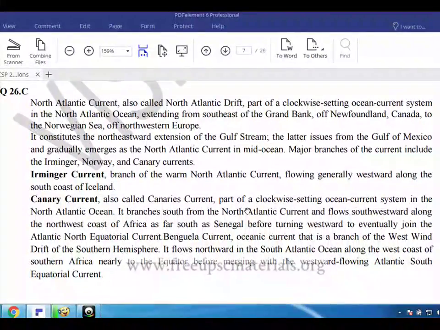Benguela Current, an oceanic current that is a branch of the west wind drift of the Southern Hemisphere. It flows northward into the South Atlantic Ocean along the west coast of southern Africa, nearly to the equator, before merging with the westward-flowing Atlantic South Equatorial Current.